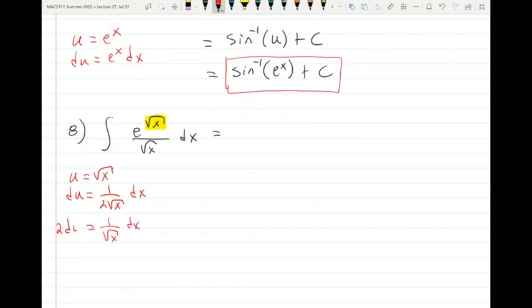So that means that 2 times du becomes 1 over square root of x dx. So my integral becomes e to the u, and then times 2 du, because 1 over square root of x dx is 2 du. So the answer is 2 e to the u. So that would be 2 e to the square root of x.